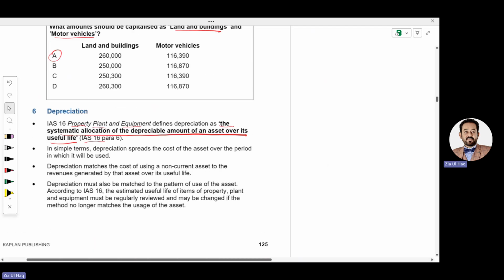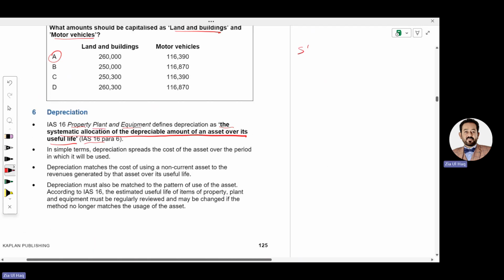How to calculate depreciation using the straight line method.